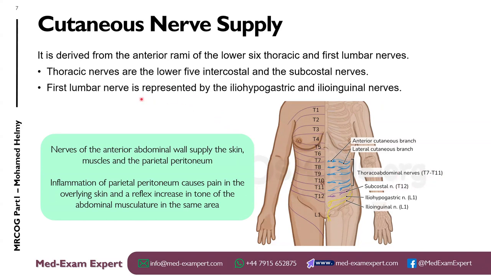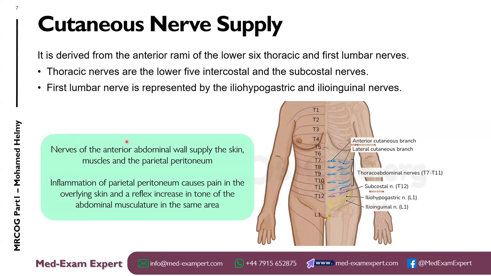And the first lumbar comes by the iliohypogastric and ilioinguinal nerves. Of course, we know that the iliohypogastric itself also has a contribution from T12; its origin is T12 and L1. So the L1 lumbar nerve is represented by two nerves, the iliohypogastric and ilioinguinal.